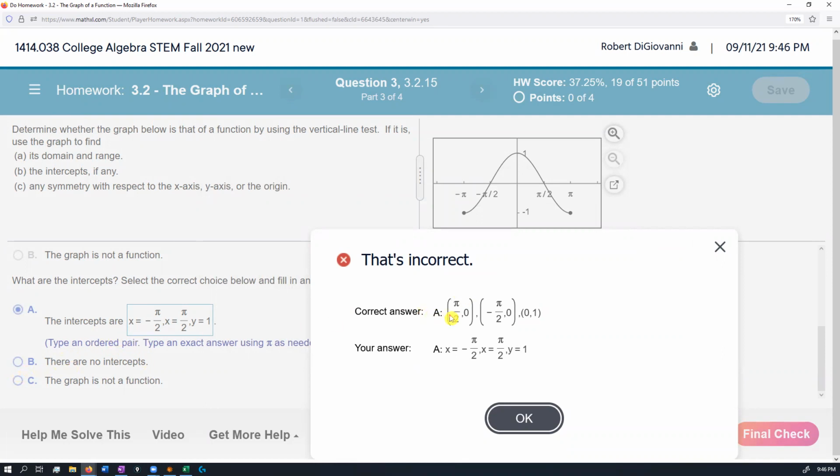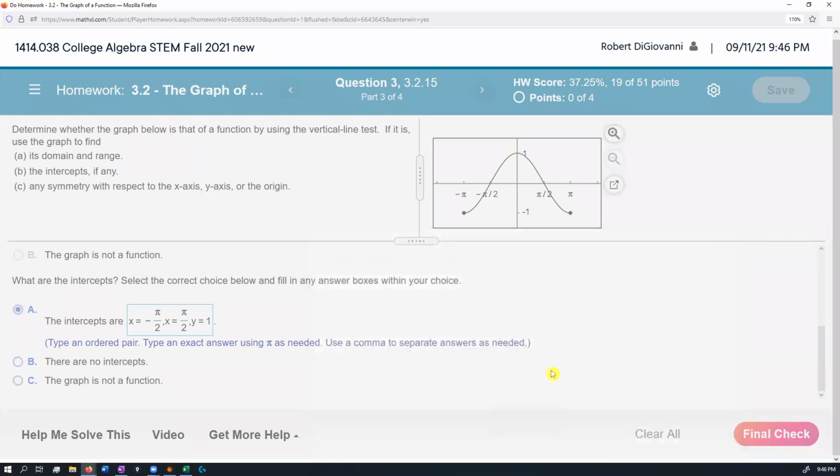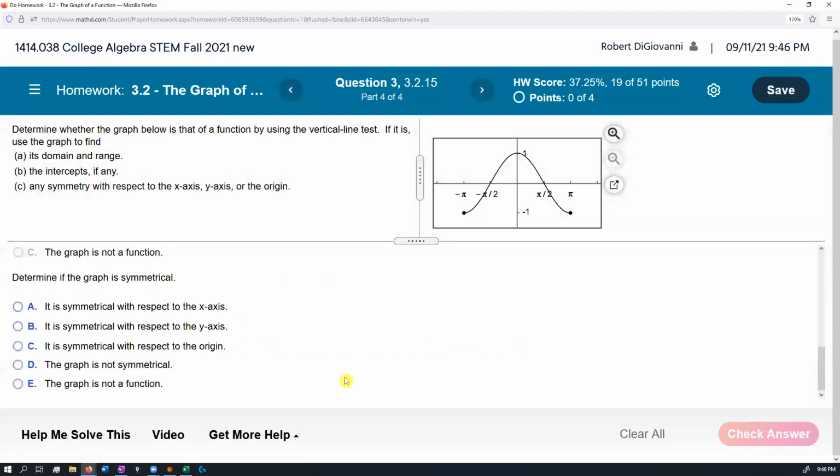Okay, so these are points: pi over 2, 0. That's an x-intercept. Negative pi over 2, 0. That's the other one. And then 0, 1. Okay. Technology. All right. Is it symmetric? So it is symmetric to the y-axis. And that is it.